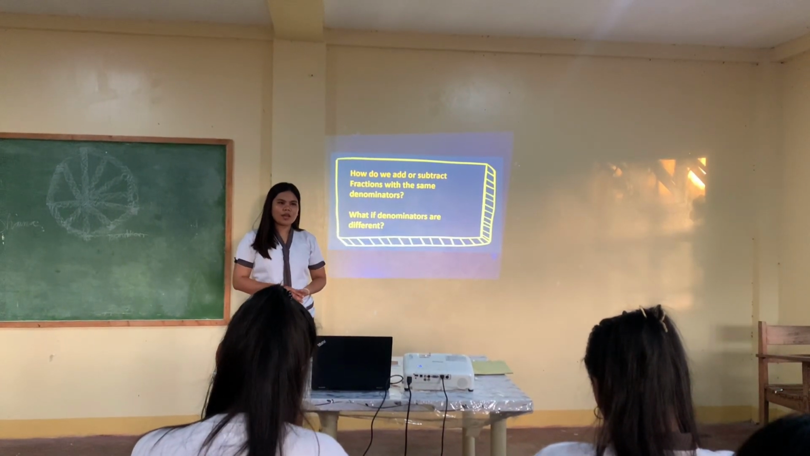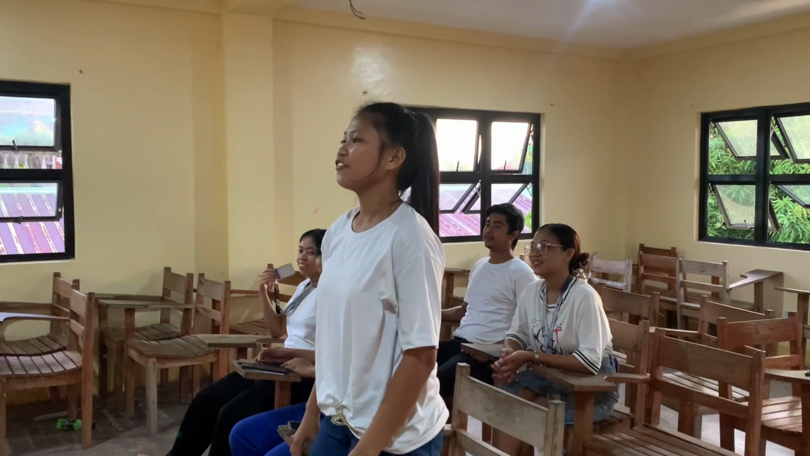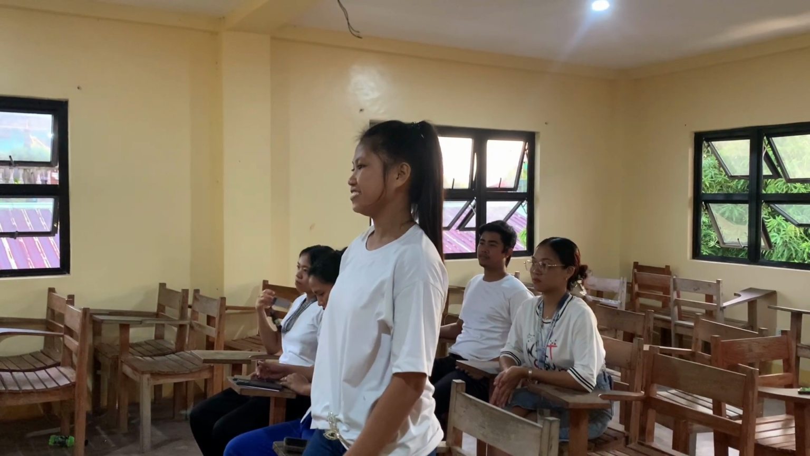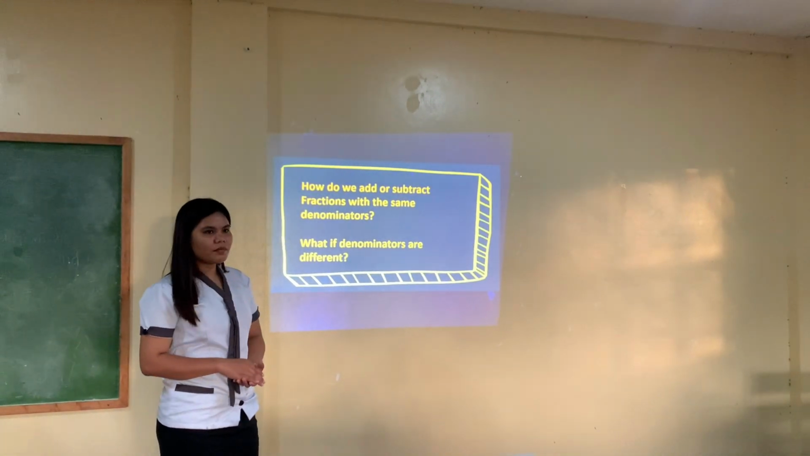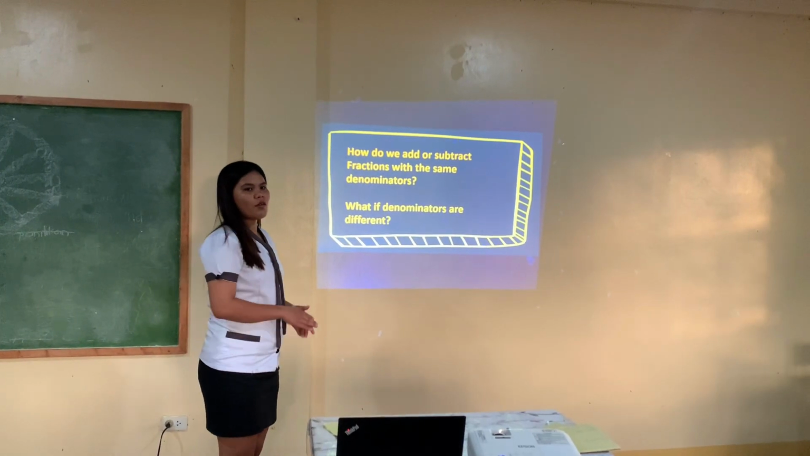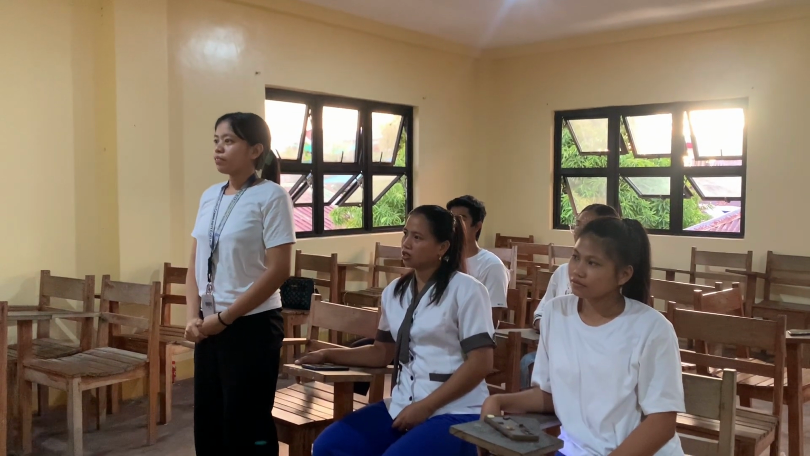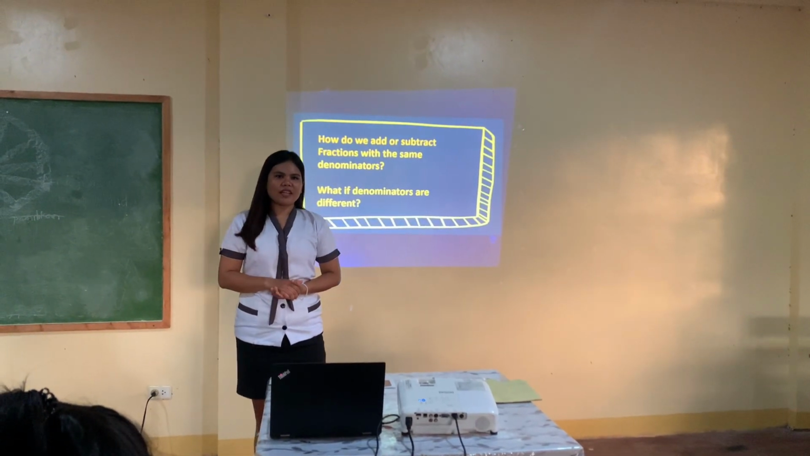So class, what have we learned today? Miss Vivian. A fraction is a part of a whole. A mixed number has a whole number and a fraction. So now, how do we add or subtract fractions with the same denominators? We add or subtract the numerators. So what if denominators are different? Okay, Miss Danica. When denominators are different, we find the least common denominator first. Good. You really understood how to add and subtract fractions.